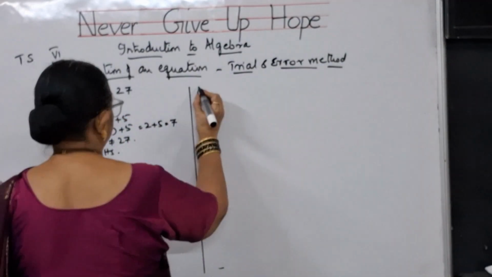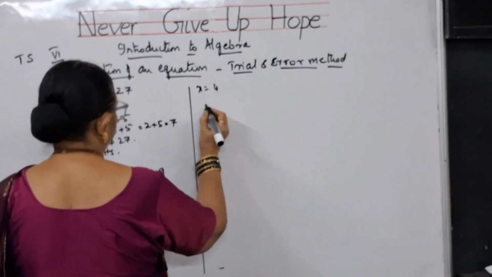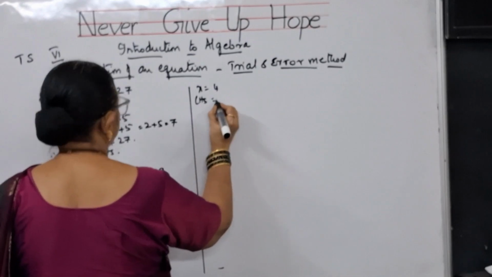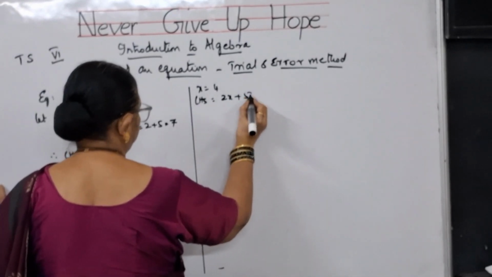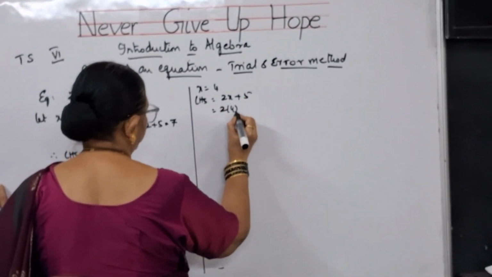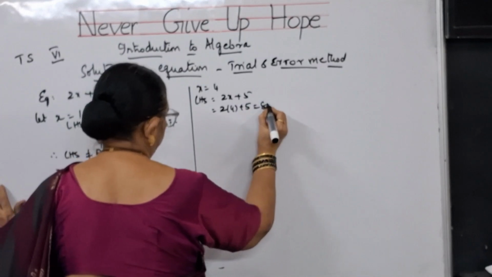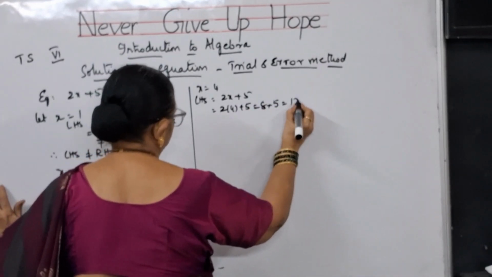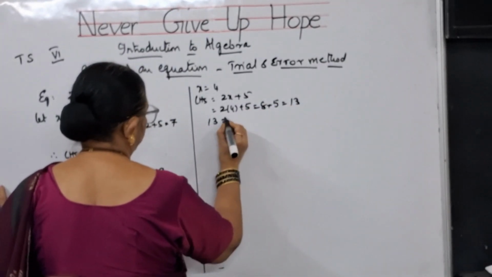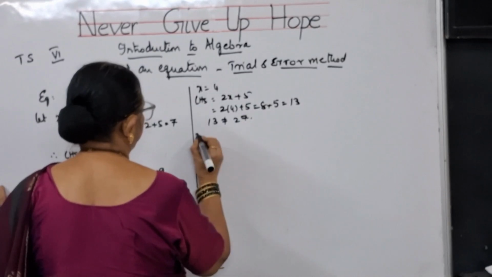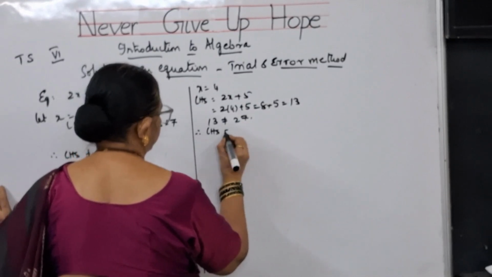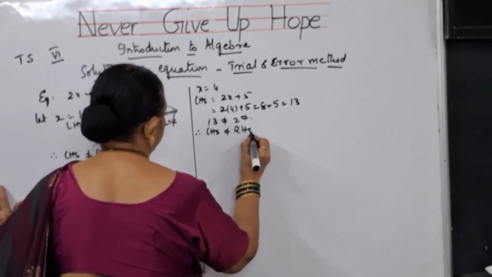Now let us say x is equal to 4. What is LHS? 2x plus 5. 2 into 4 plus 5, 8 plus 5, 13. 13 is not equal to 27. Therefore, LHS is not equal to RHS.